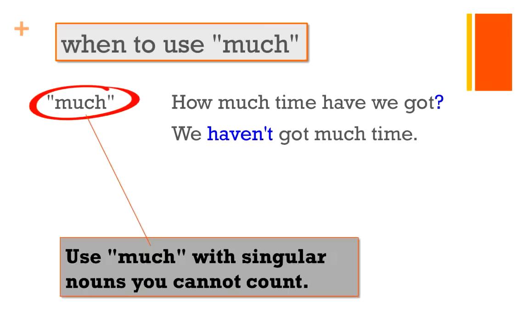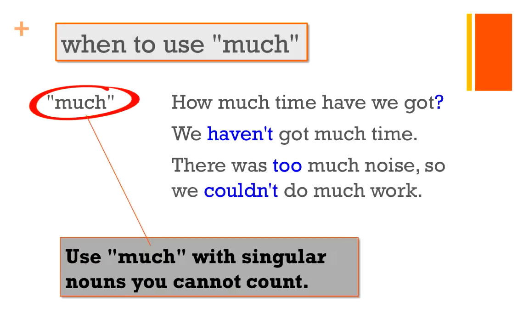How much time have we got? We haven't got much time. Please also notice that the question mark and the haven't are actually in blue here, and this is already a hint for the second rule. But let's have a look at another example here.